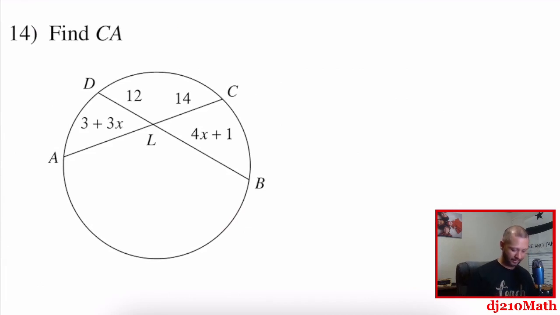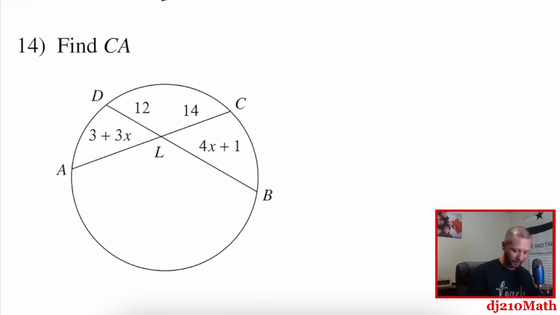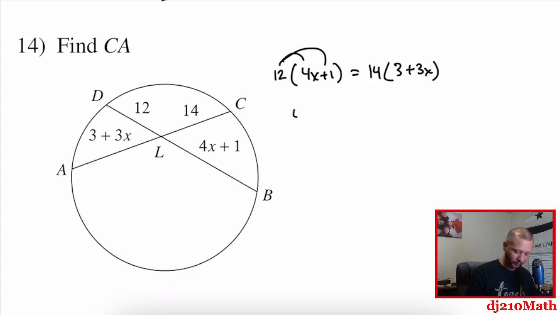Okay. This is where we multiply the same segments pieces together. So 12 times 4x plus 1 is equal to 14 times 3 plus 3x. Okay, we're going to distribute. 12 times 4 is 48. 14 times 3, 28, 38, 42. Plus 42x.